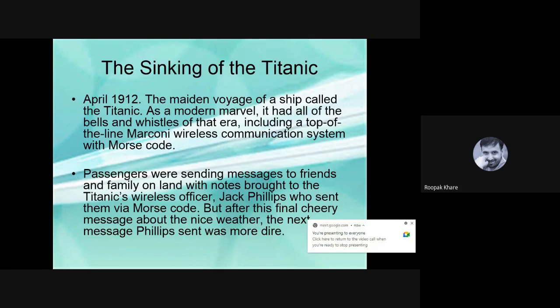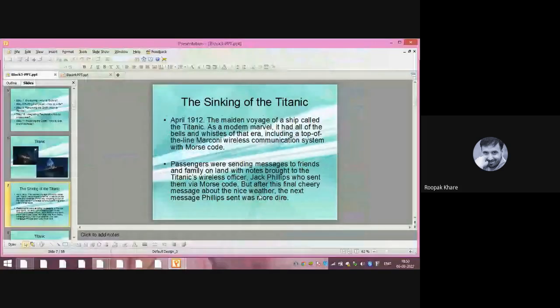Anyway, Titanic. So it had the best technologically advanced things in it. It was said that it could communicate to people very easily. The system was called the top of the line Marconi wireless communication system, which was used in the Titanic.